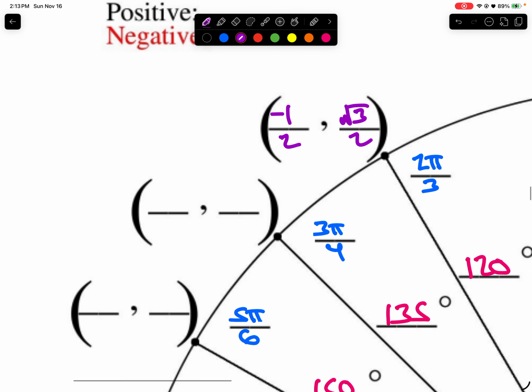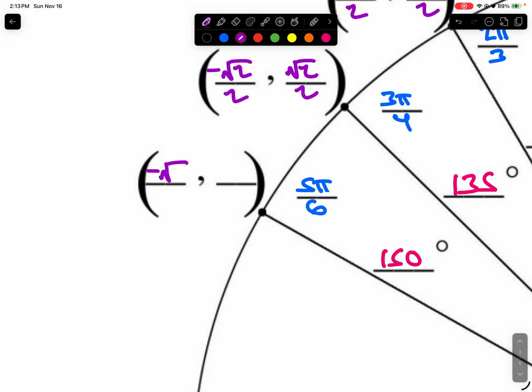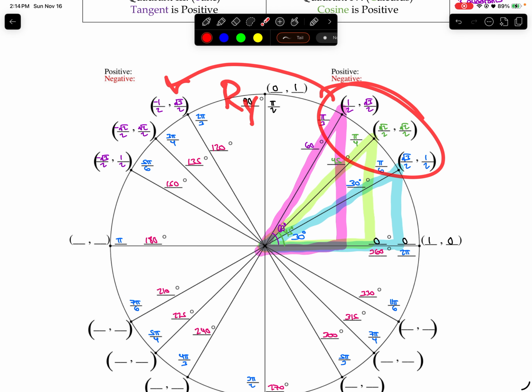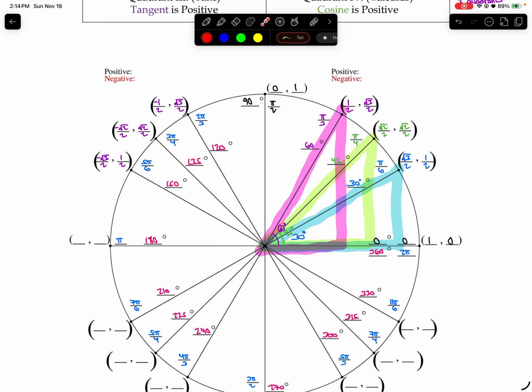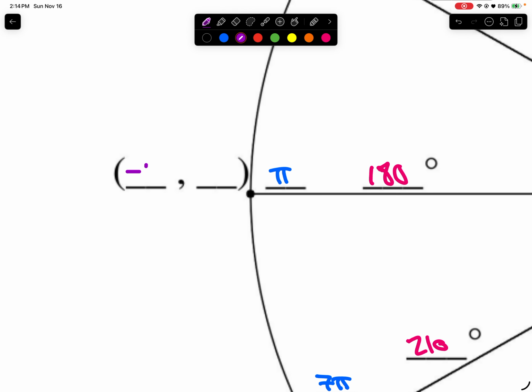Reflecting for 3 pi over 4, we're going to get negative root 2 over 2 comma root 2 over 2. And then at 5 pi over 6, we're going to get negative root 3 over 2 comma positive 1/2. If I reflect these three coordinates across the y-axis, that means your x value becomes negative and the y value stays the same. Same idea, if I go to pi, reflect it, and we're going to get negative 1 comma 0.